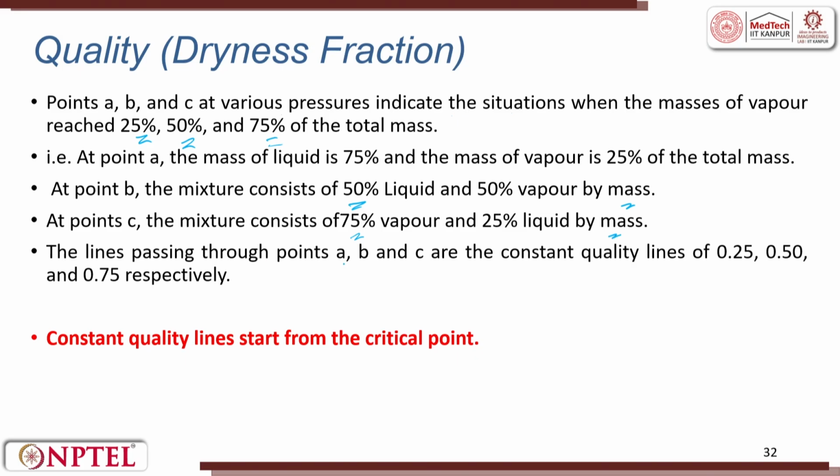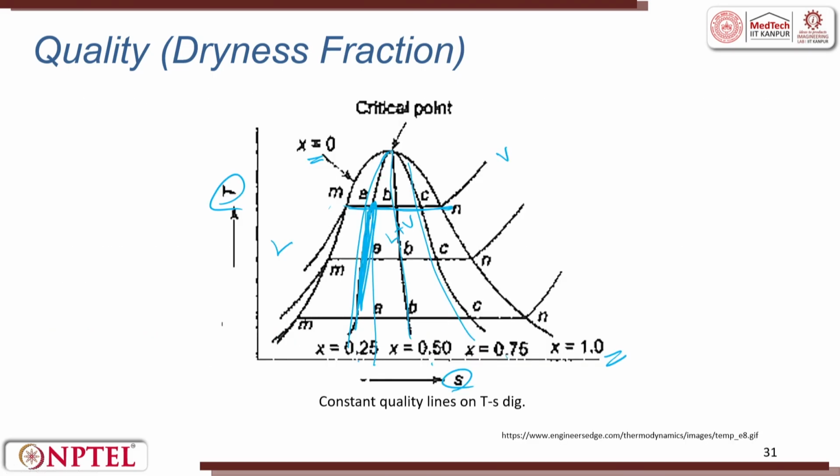The line passes through points A, B and C at constant quality lines of 0.25, 0.5 and 0.75 respectively. The constant quality line starts from the critical point. The critical point only we saw where there is a transition.